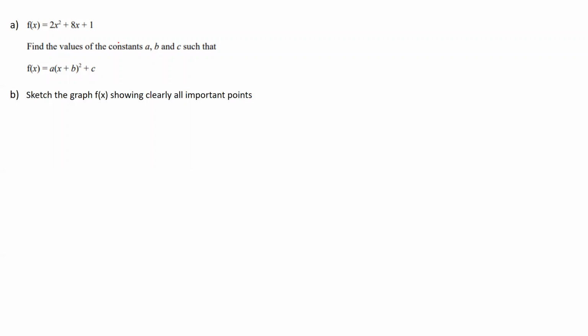So part A, we're asked to find the values of the constants A, B, and C. Just noticing this is of completing the square format, so I'm going to come over to this side for that. For part A, we're starting off with 2x squared plus 8x plus 1.